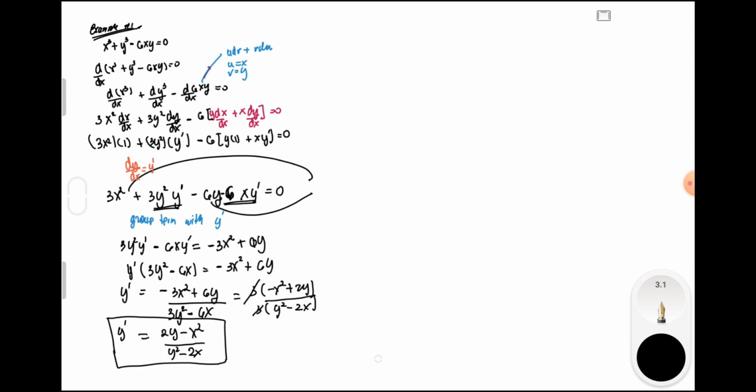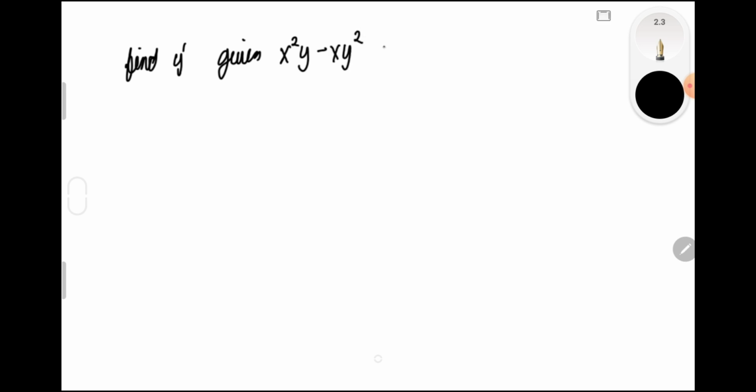That is our example number 1. Find y prime given x squared y minus xy squared plus x squared plus y squared equals 0.